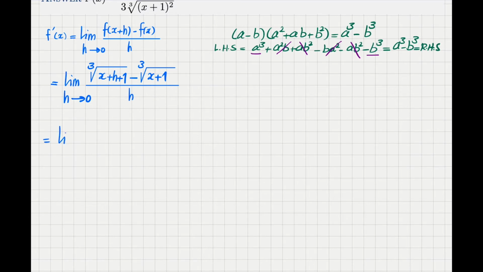So I would write the limit, so I will copy and paste everything so far.